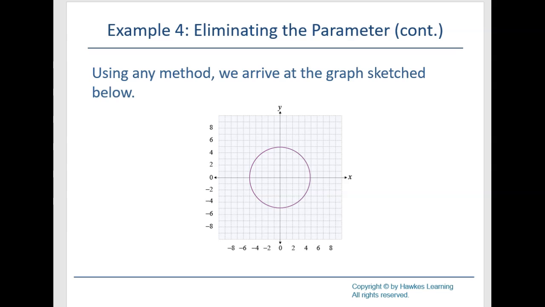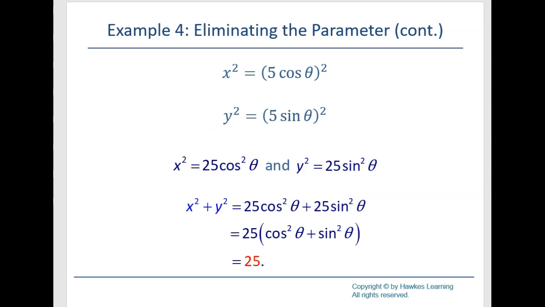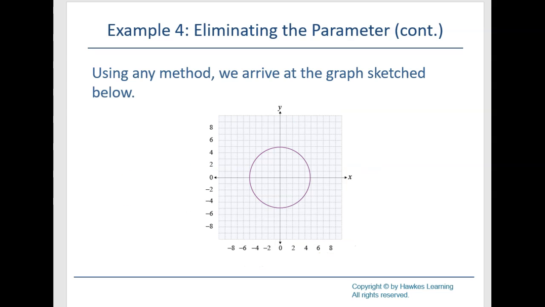That's still, if you look, our parameter here was theta, and by squaring and combining this together, we went from these all having theta in them to now there is no theta. So we just have equations with x and y and no parameter left. So that's another way to eliminate the parameter when trigonometric functions are involved.